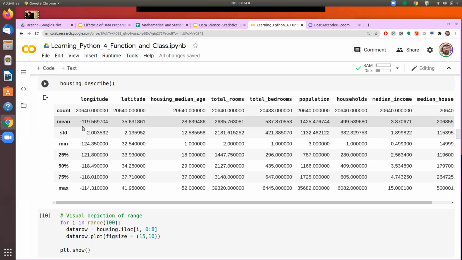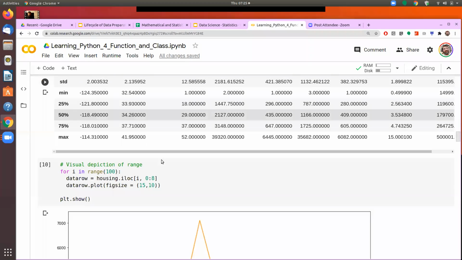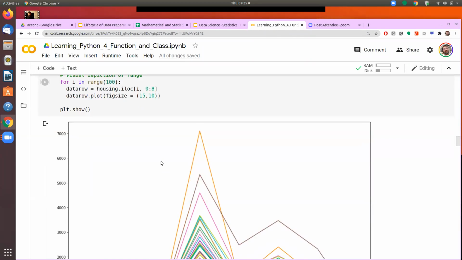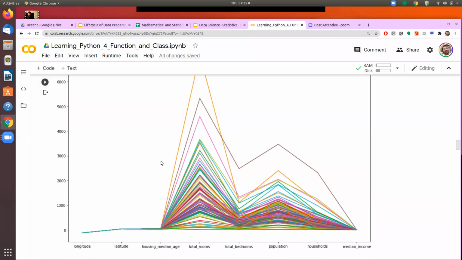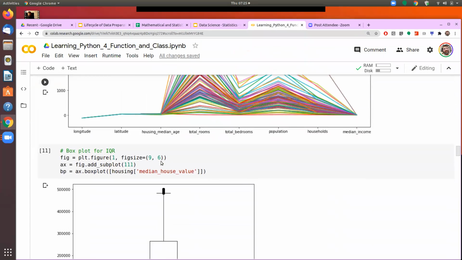Then we can divide that into four parts: from min to 25%, 25% to 50%, 50% to 75%, and 75% to max. So we divide this into four different parts, and each part is called a quartile. 0 to 25% is the first quartile, and the value you see against 25% when we call the describe function shows that 25% of the values are below that, and so on. Then we saw that we can also see the range in graphical form. We can plot the range.